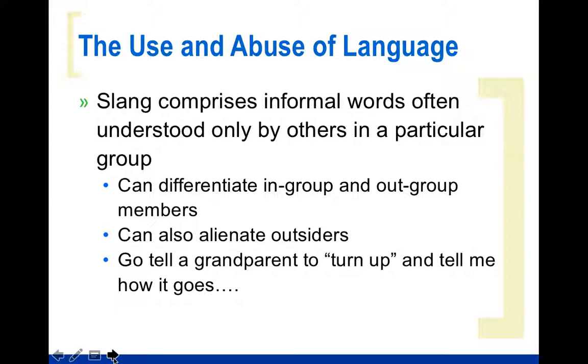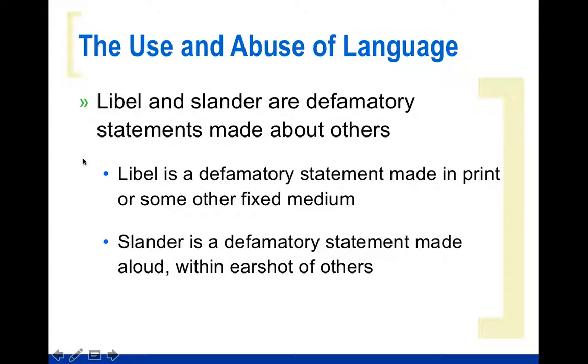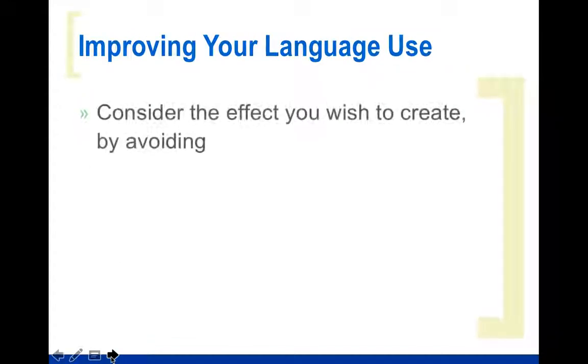In-group versus out-group. Libel and slander are defamatory statements made about others. I'm just going to go through this real quick. You can read it. Libel is a defamatory statement made in print or some other fixed medium. It's something that can't be erased or taken away. Slander is a statement made aloud within earshot of others. So slander is when you're saying something loud enough for other people to actually hear it with their ears. Libel is when you put it in print or in some kind of medium that can't really just be cleaned up.